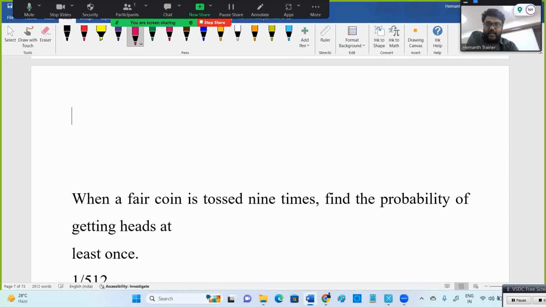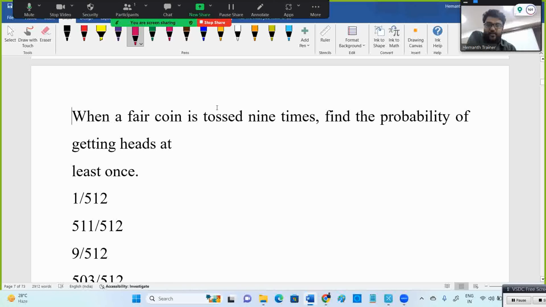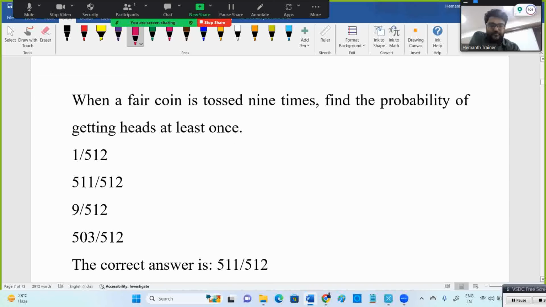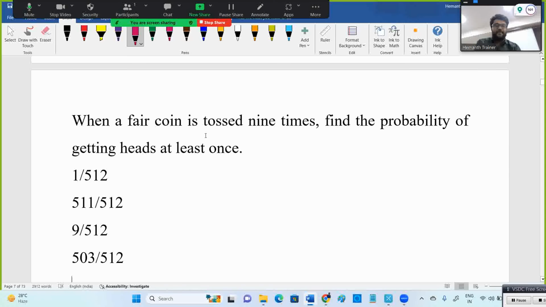Now this is related to probability. Back to quant. When a fair coin is tossed 9 times, find the probability of getting heads at least once. You need to get head at least once.